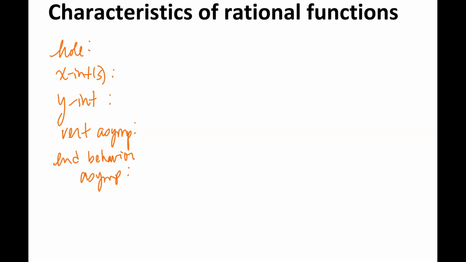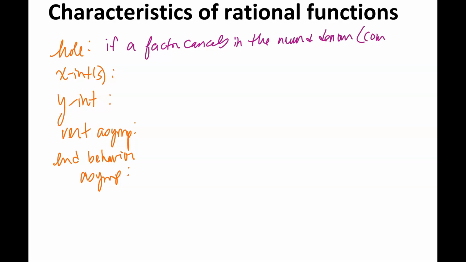Okay, a hole exists on a rational function if a factor cancels in the numerator and denominator. So basically, if there's a common factor on the top and the bottom. And that doesn't happen every time, but sometimes it does. And if it does, it creates a hole in the graph. The x-intercepts can be found by setting the numerator to 0.